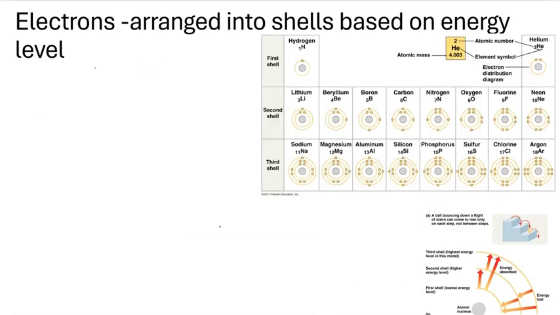Now, because we can't draw 3-dimensional orbitals, we draw what are called Lewis dot diagrams, where essentially we place electrons around the nucleus in 2 dimensions, understanding that that's not really how it is. It's not a 2-dimensional space that the electrons zoom around; they zoom around in 3 dimensions. But we're going to flatten that out.